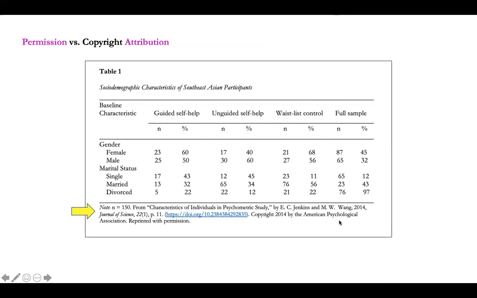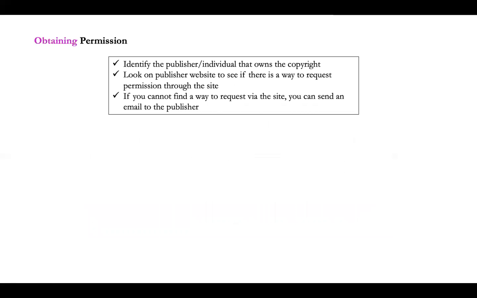Now, the permission would come after the copyright attribution, and it would look something like so, "Reprinted with permission." Note that you can only write this if you have permission granted and it's in writing. So how do you obtain this permission? So first you have to identify the publisher or the individual that owns the copyright. And then if it is a publisher that owns it, check their website. So a lot of times you can request permission through their website. If you cannot find a way to request through their website, you can send them an email.